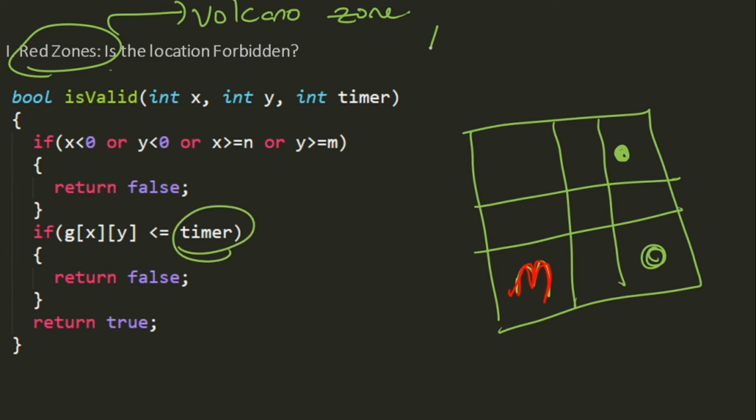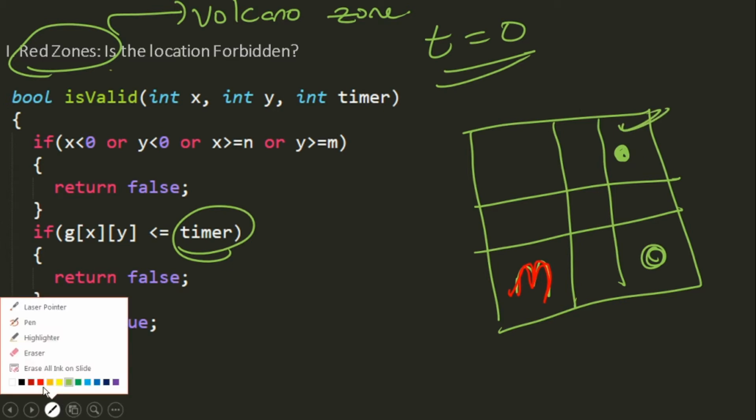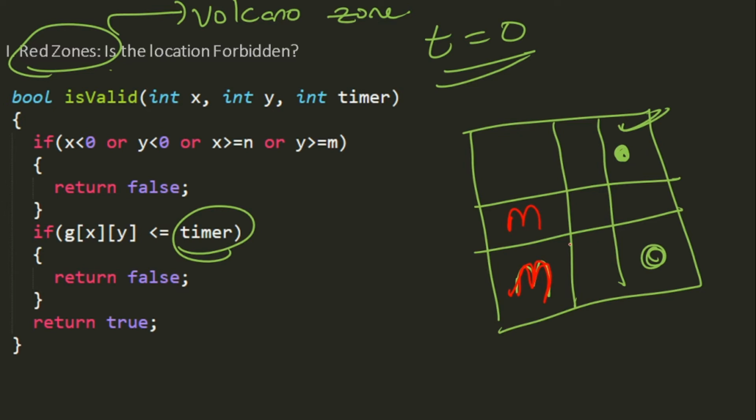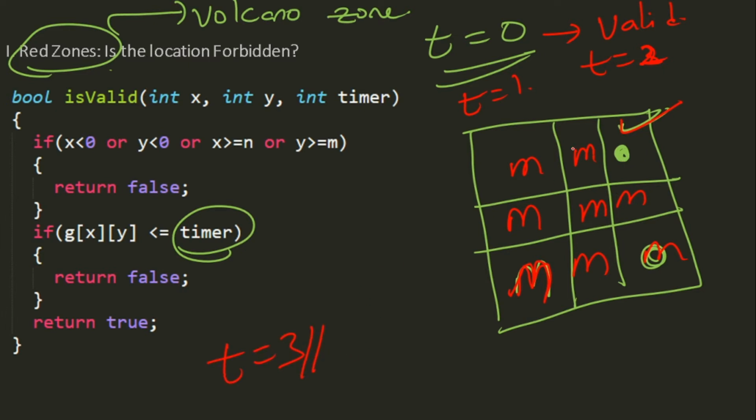If we look at time t is equal to 0, this is a valid location. Why? The lava would have only flown to both these points. So time t is equal to 0, this is valid, no problem. What about time t is equal to 1? It is still valid. Why? Because the monster would have reached all these points. What about time t is equal to 2? Time t is equal to 2, it is still valid because the monster would have only gotten so far. But at time t is equal to 3, the whole grid gets filled with lava. So this location becomes invalid.